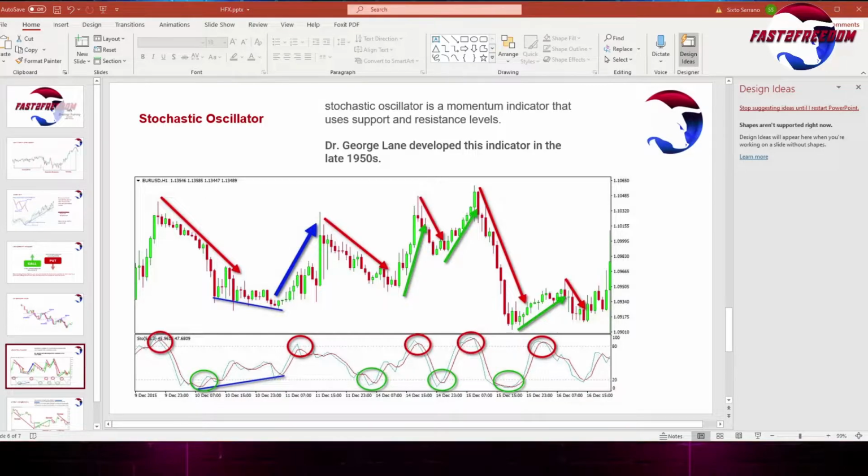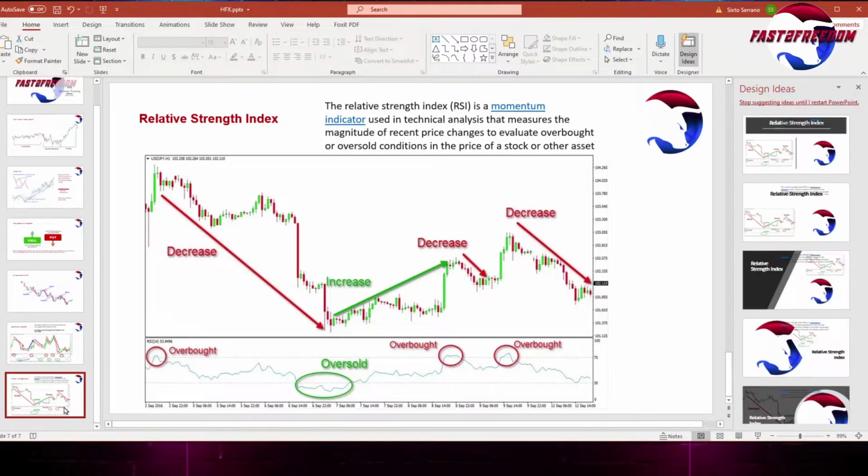All right. So again, with the RSI, okay, the relative strength index is a momentum indicator used in technical analysis that measures the magnitude of recent price changes to evaluate overbought or oversold conditions in the price of a stock or the asset.